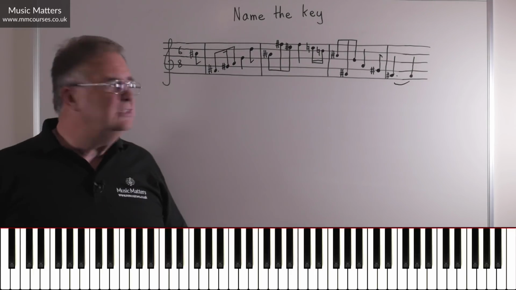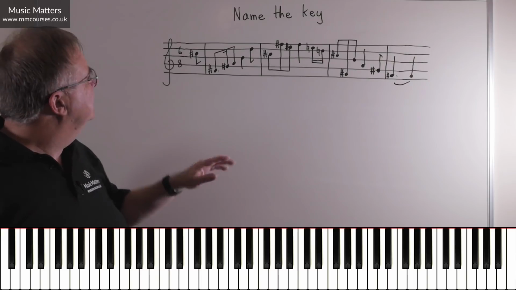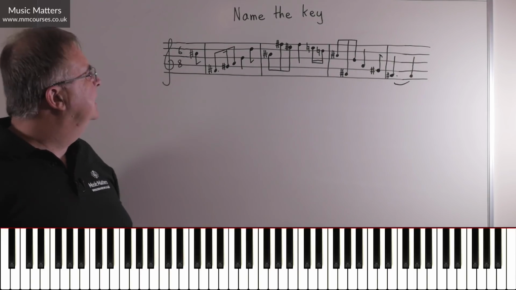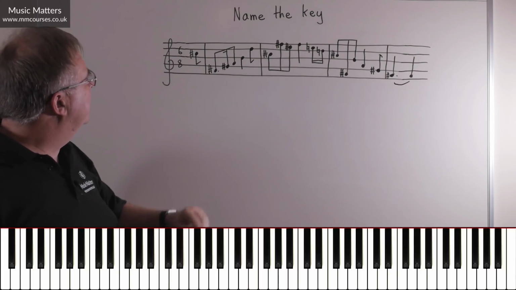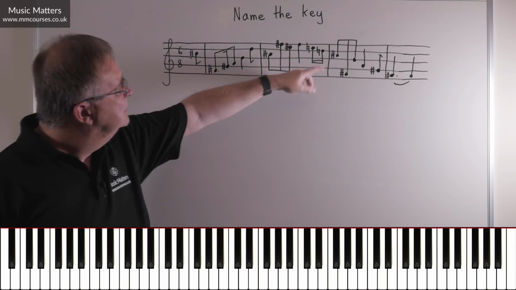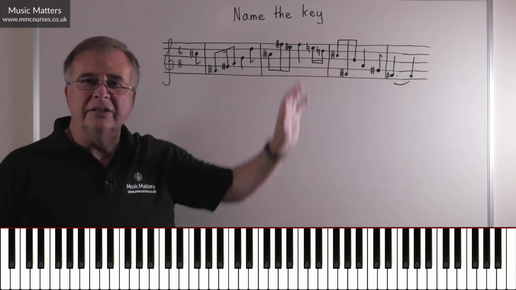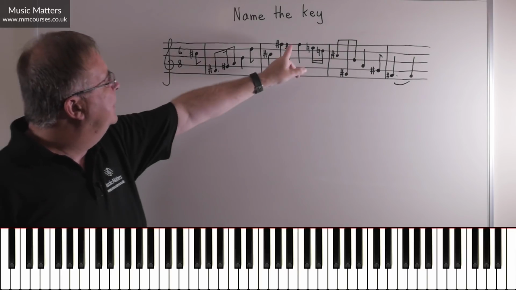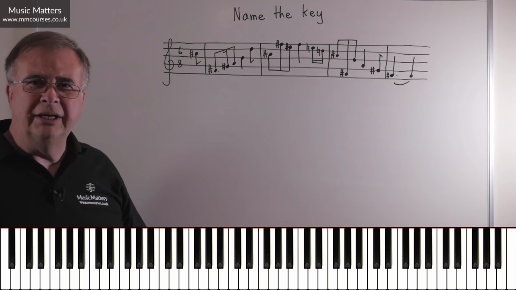But we do need to notice something else, and we've already talked about it. If you think F sharp, C sharp, G sharp, it accounts for nearly all the sharps in this: F sharp, G sharp, C sharp, F sharp, C sharp, F sharp, G sharp, F sharp. That's those 3 sharps we've identified. But we have got this E sharp here.